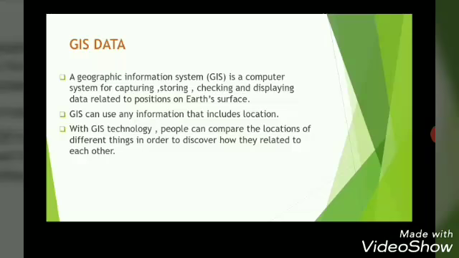With GIS technology, people can compare the locations of different things in order to discover how they relate to each other. For example, using GIS, a single map could include sites that produce pollution, such as factories, and sites that are sensitive to pollution, and such a map would help people to determine where water supplies are more at risk.